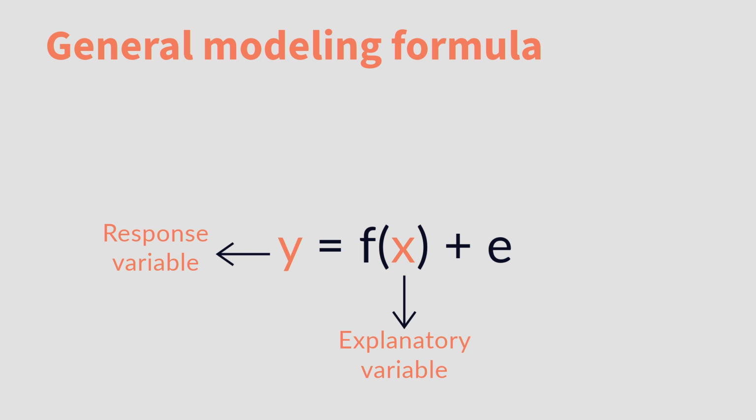Linear regression modeling is used in causal inference and statistical data analysis, and nowadays in machine learning and training artificial intelligence. Let's look at a general modeling formula. In this formula, y is a function of x. Y is called a response variable and x is called an explanatory variable. Y is the variable you want to model and x is the variable you use to predict the values of y. F denotes a mathematical function that defines the relationship between y and x.